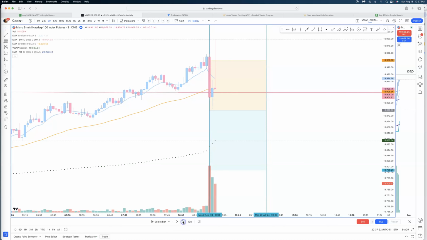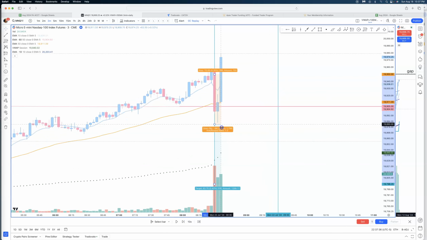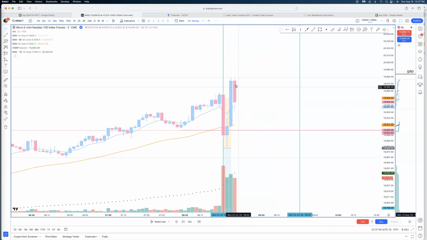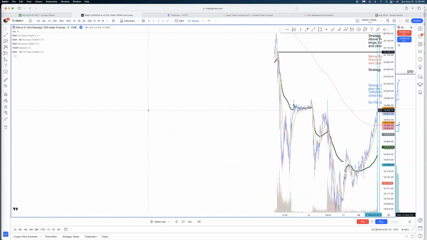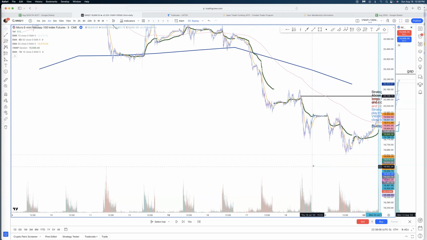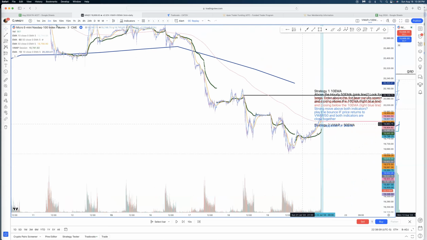Let's see if the bears really want to roll this over, and so far not. So now price is back above. Whoops, I should not delete that. Yeah, it's back above this pink line here. So to look for longs, I have to wait for a bear candle to open and close above this 10 EMA. That did happen. Let me look here. What has price done? Okay, so we have come down quite a bit.